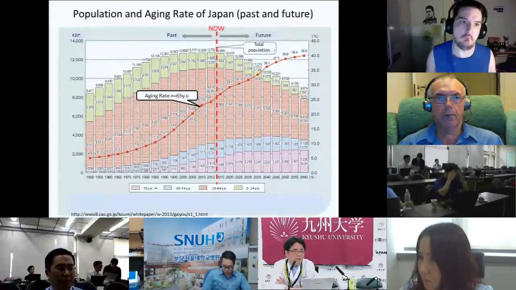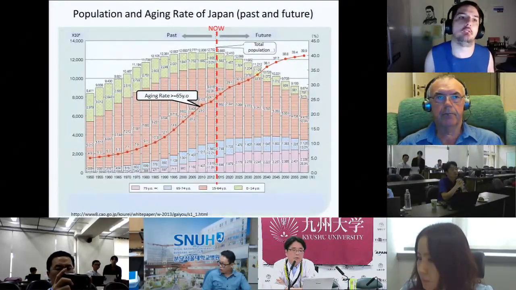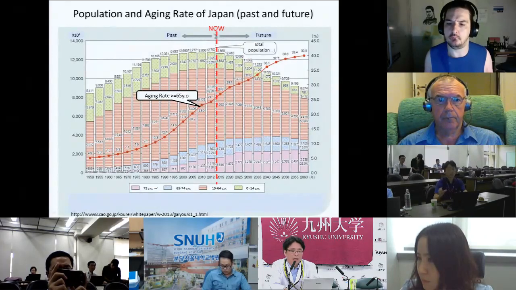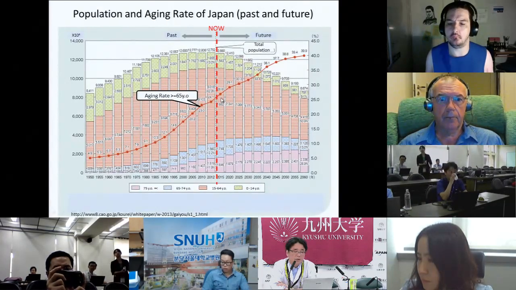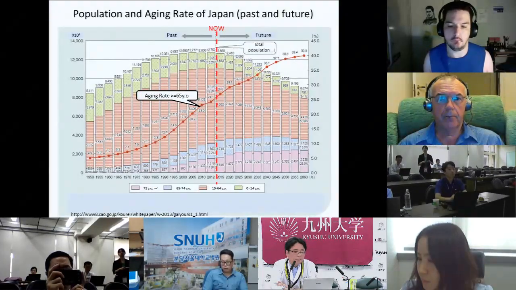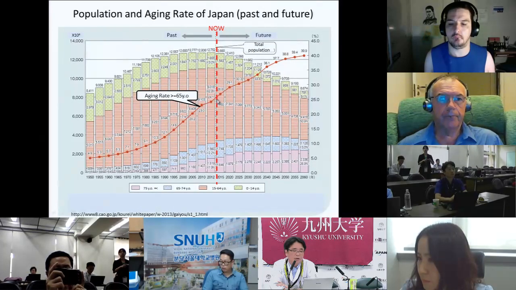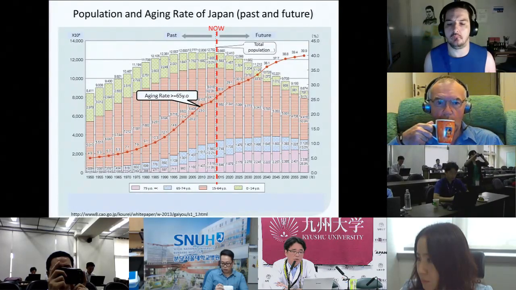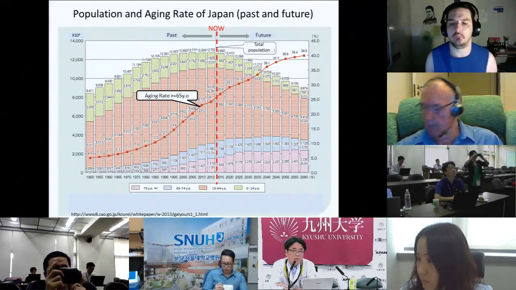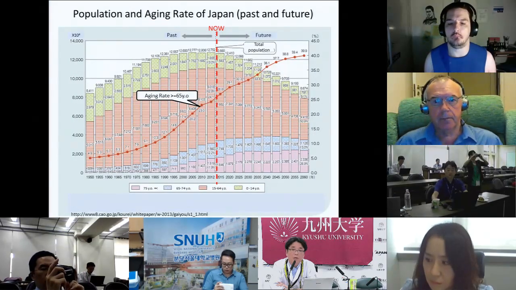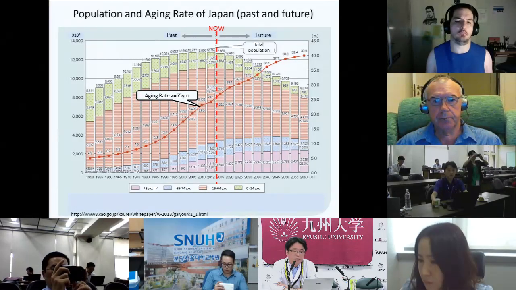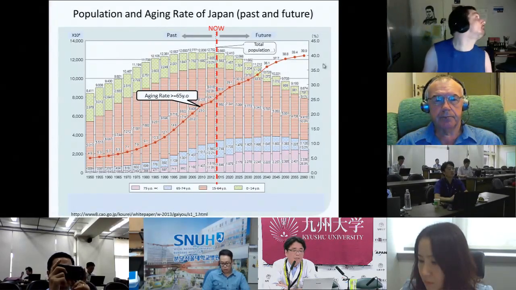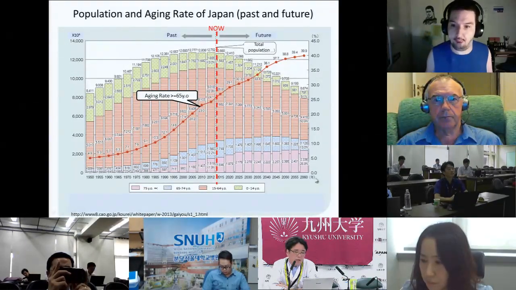This is the Japanese population and aging ratio, past and future. This red line is right now. Japan is the first runner of the aging society. Right now, the aging rate, meaning the population rate over 65 years old, has already achieved 25%, one quarter of the Japanese population. This is the highest rate in the world, and it will increase up to 40% in 2060.